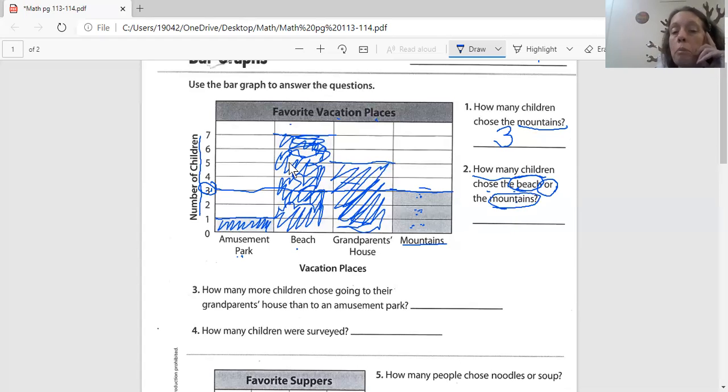It's not okay just to count beach, because that won't give me enough, because we also want to know how many people chose the mountains. So first of all, we need to find out how many people chose the beach. And if we go up to the top of the colored part, there it is right there. There's the lid. There's the top of the colored part. And drag my line over and I see 7. So I see 7 people chose the beach. I'll put a B here for beach.